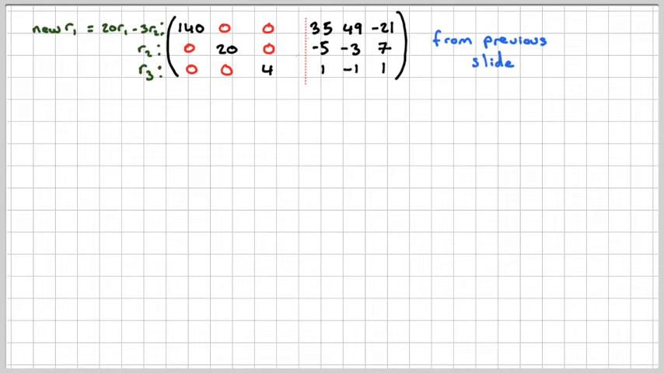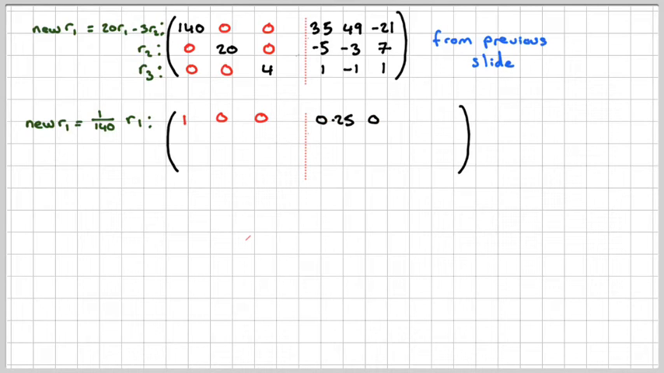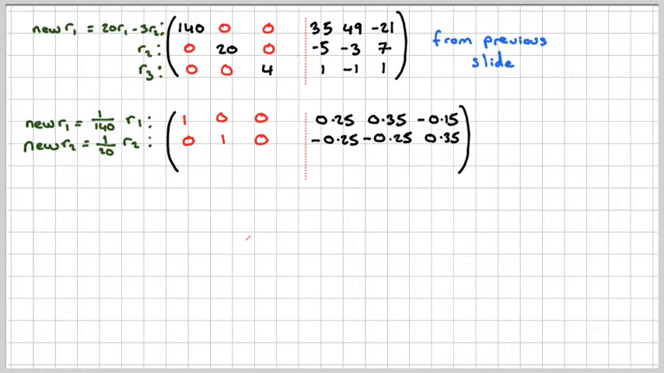on the previous slide. Okay, so first row we just need to divide by 140 each element. That will make that 100. We get 0.25, 0.35, minus 0.15. The next one we'll need to divide by 20. You're going to get 0, 1, 0, minus 0.25, minus 0.25, minus 0.35. And then the next one, 1/4 times row 3, which will give you 0, 0, 1, 0.25, minus 0.25, 0.25.